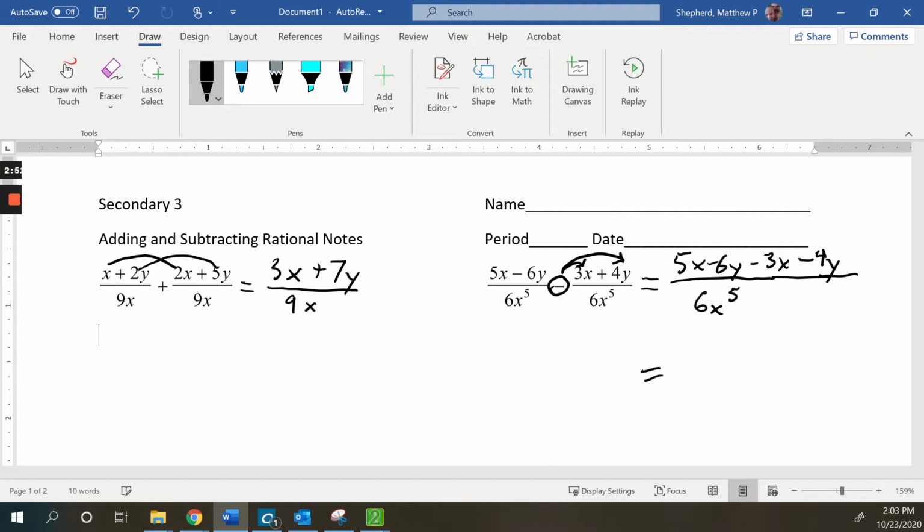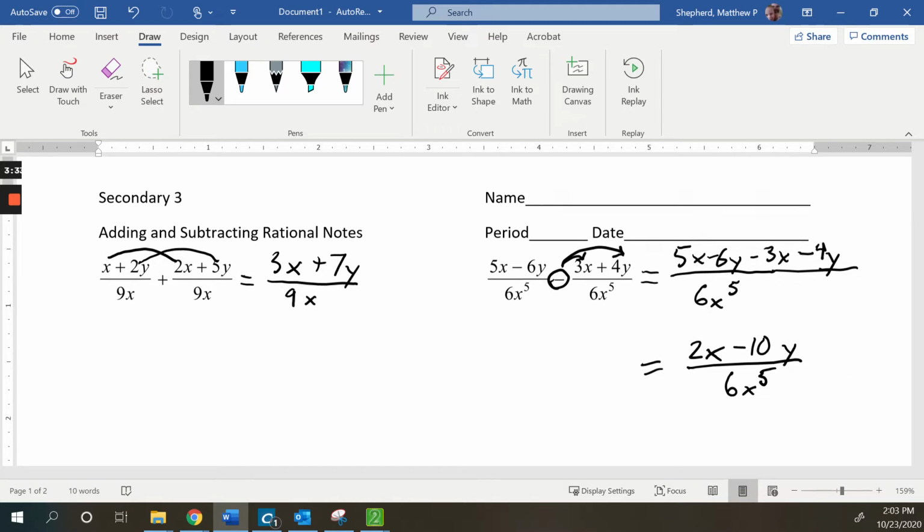Okay, so pay attention to that when your two fractions are being subtracted. Every term in that numerator needs to be subtracted, which is going to look like changing the sign, because if we were subtracting a negative it's just like adding, so we'd change it to plus. If it was already a positive, then we're going to write it as subtraction. Okay, and now we can combine the like terms. 5x minus 3x is 2x. Negative 6y minus 4y would be a negative 10y. And then we've got 6x to the power of 5.